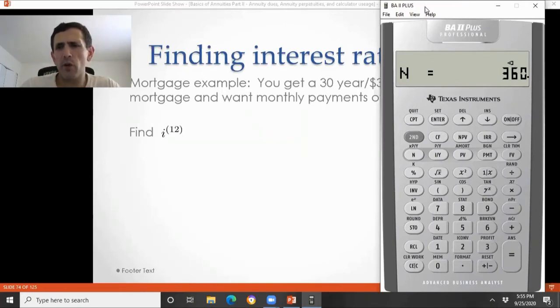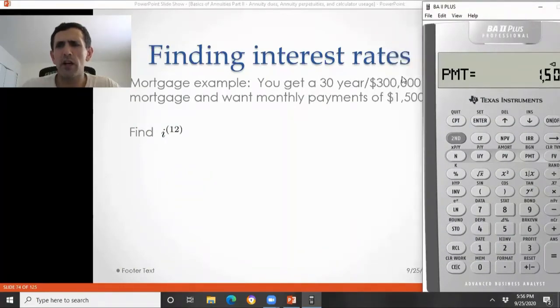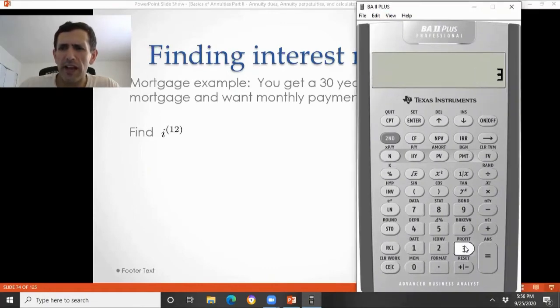PV is present value. We don't know what the present value is, but that's okay. Payments are 1,500, so we'd enter 1,500 as the payment. Future value is the same thing as accumulated value. We don't know what that is. Actually, my apologies. We do know what the present value is. It's hidden here. Present value is how much you're being loaned. It's the value of the loan when you get the loan. So present value is 300,000, and I have to enter it as negative. I'll explain that in a little bit.